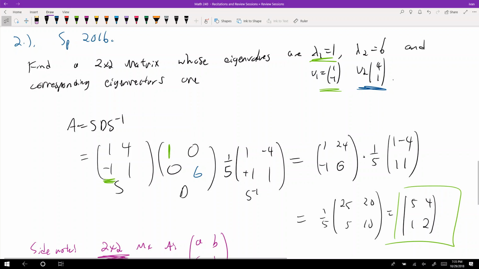use S D S inverse. So I guess this is the other application of diagonalization that you could see on the exam. Any questions?